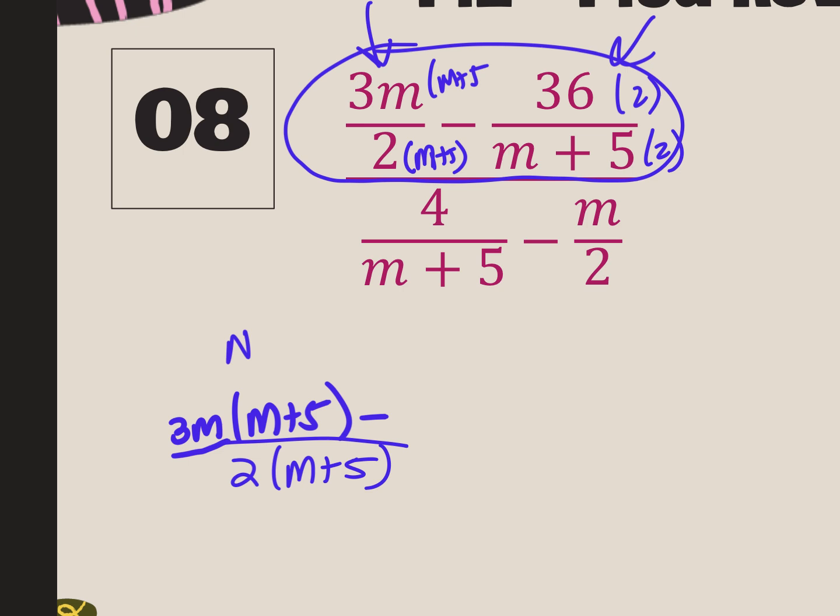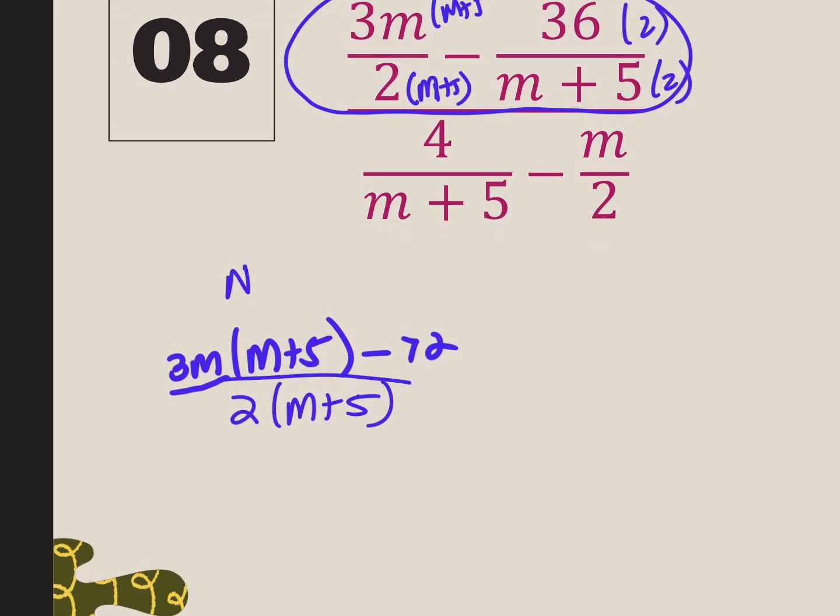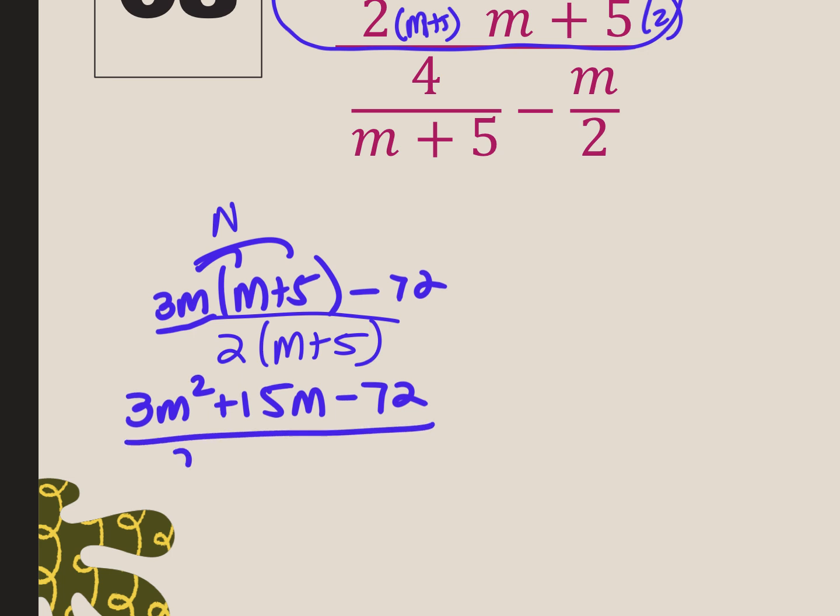36 times 2, which is 72. Okay, well, I'm still going to deal right now with just my numerator. I'm just going to simplify everything in one step. So now I'm going to do what with the 3m on the outside? We're going to distribute. So I have 3m squared plus 15m minus 72, right? You guys agree? Okay.